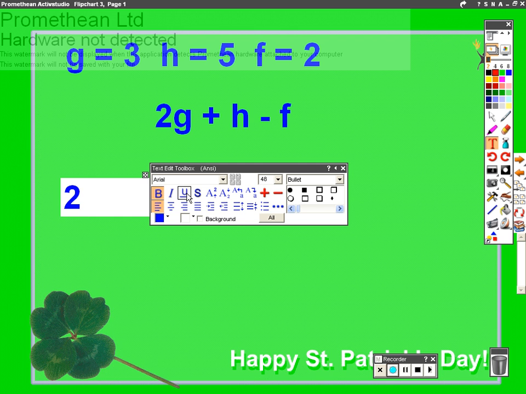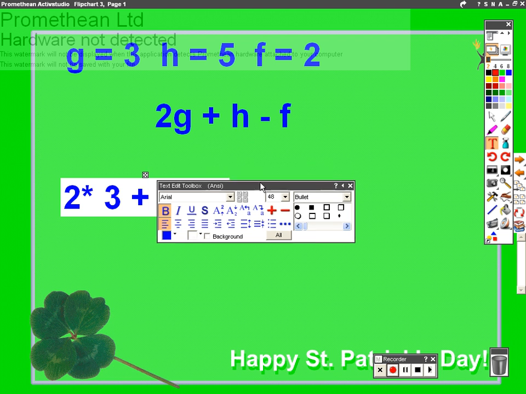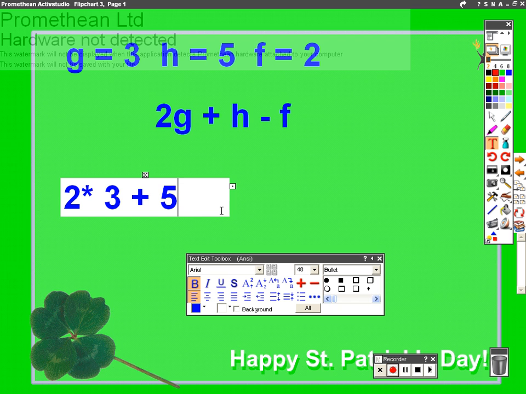2g. Now you have to remember when you have a number next to a variable, it means multiply. So I'm going to do 2 times whatever g is, 3, plus my h is 5, then I'm going to do minus my f, which is 2.